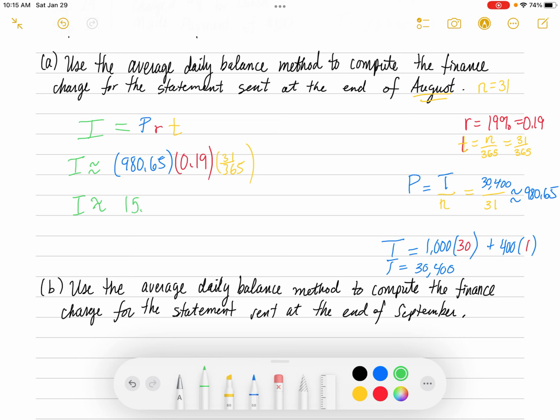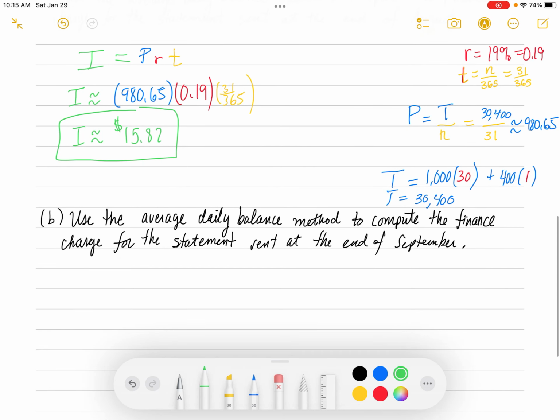See, $15.82. It's a funny looking squiggle mark, look. So for the month of August, I have to pay an interest charge or a finance charge of $15.82. All right, let's do the same thing except for September.